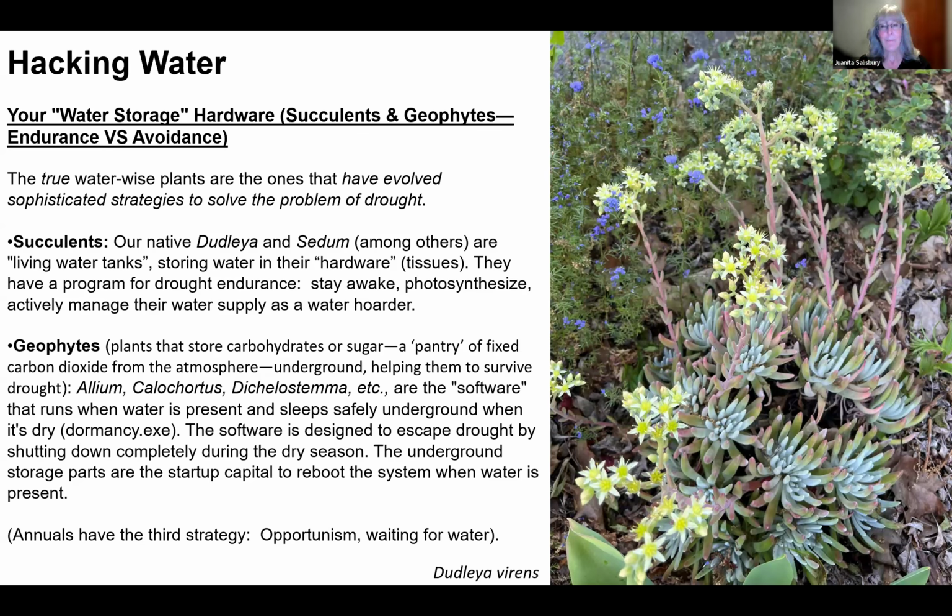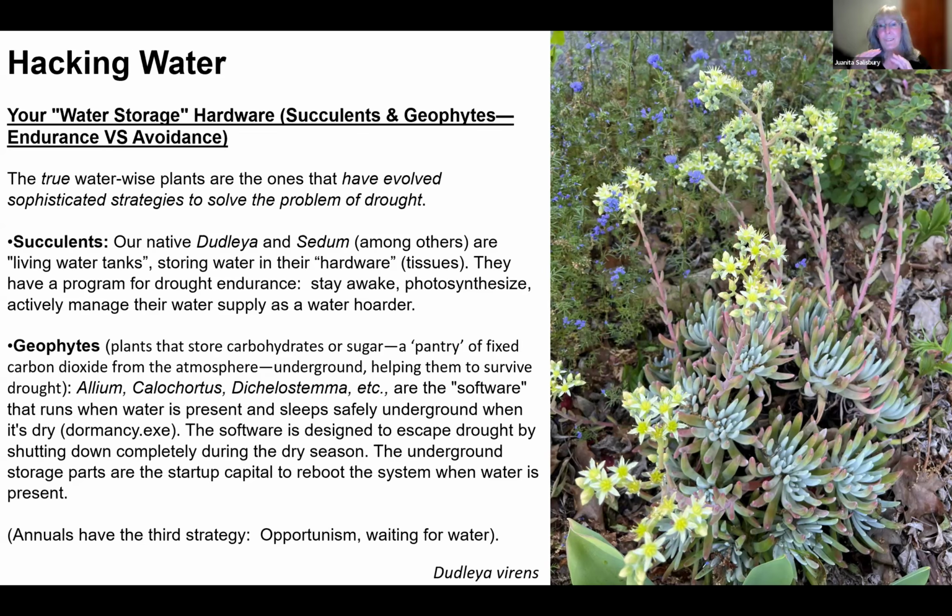Whereas geophytes, these aren't succulents, but these are plants that store carbohydrates and sugar, that pantry, or fix carbon dioxide from the atmosphere underground, which helps them survive during the drought. Like the alliums, the calochortus, the dichelostemma, they have that software that runs when water is present, but then they sleep underground when it's dry. I like to call it dormancy.exe. So that's their program.